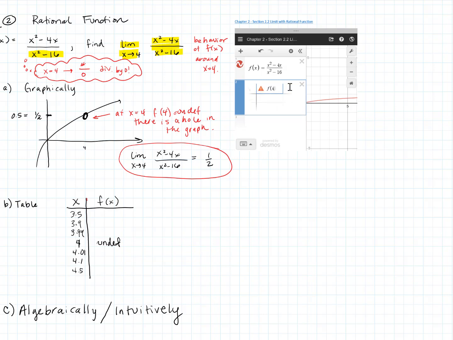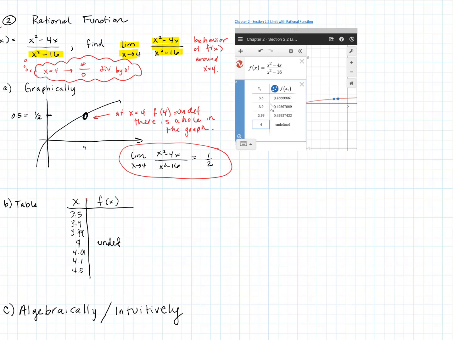So I want it to actually use the x values that I'm going to type in here to give me the f of x values. And then I type in the x values that we have there. So I can type in 3.5, I can type in 3.9, 3.99. Notice what happens when I type in 4.